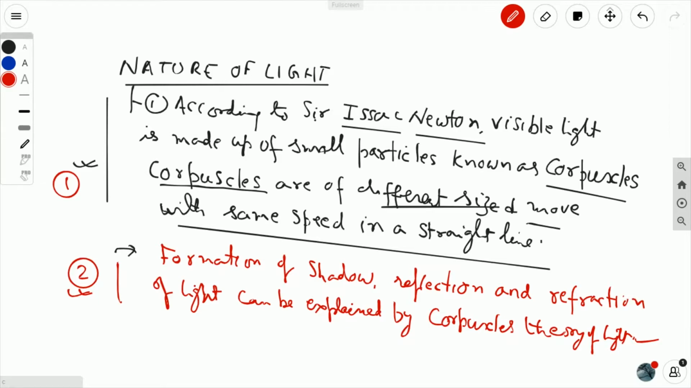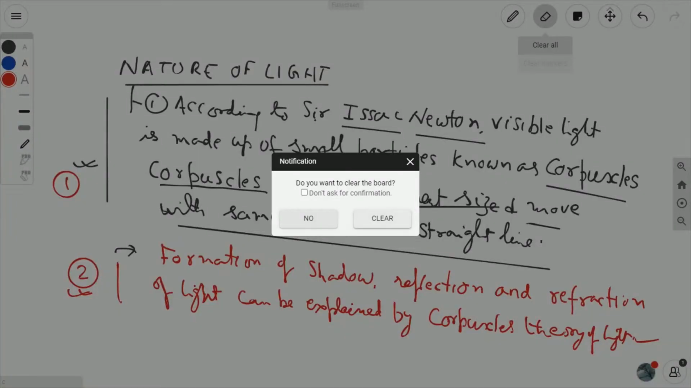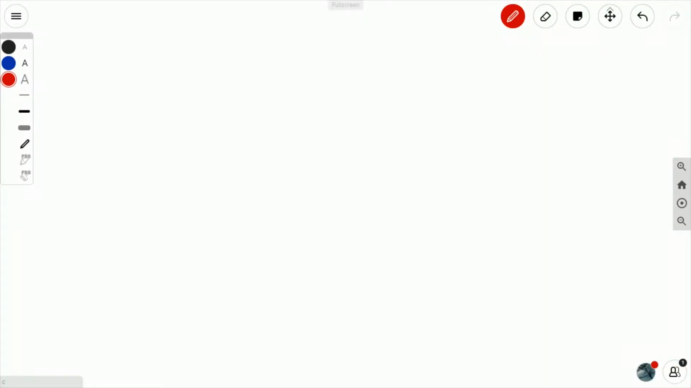Then after that we go to the diffraction of light. Students, now we will go to the diffraction of light. After that I will erase this, and then we go to the diffraction of light.